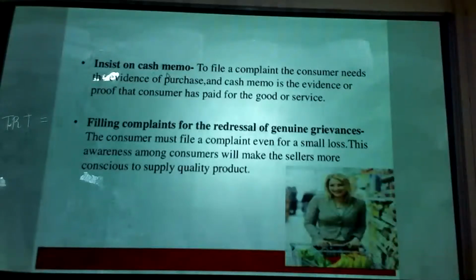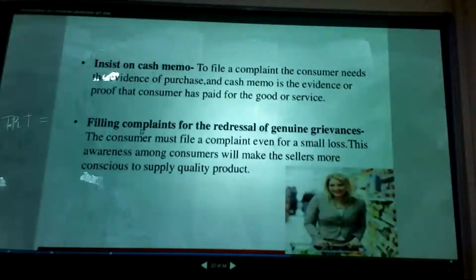Suppose they have delivered a defective product, then only is it possible to raise your voice. So these are all the evidence you should maintain. And finally, filing a complaint for the redressal of genuine grievances. Even if it is a small loss, I already told you.